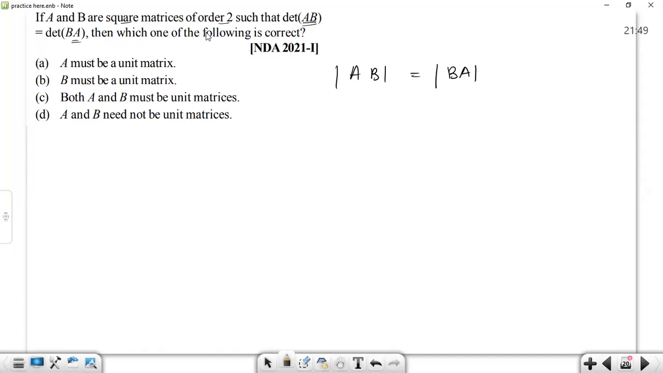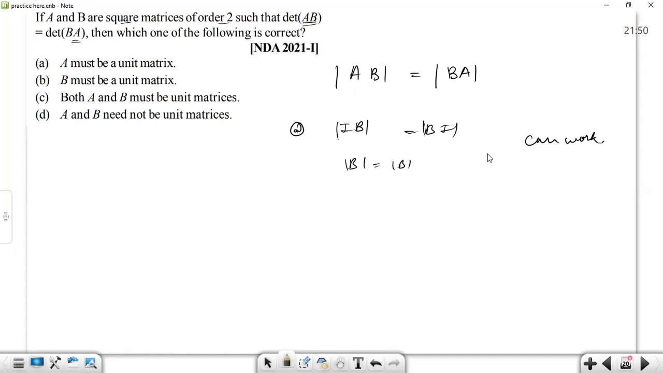Now, okay, then which one of the following is correct? Now we have to read the options and statements. We have to justify them and verify whether they are correct or not. A must be a unit matrix. So if A were a unit matrix, yes, this condition would be satisfied. Unit matrix into B, B into unit matrix. So this becomes B only. This becomes B also. So using option A, that can get satisfied for sure.